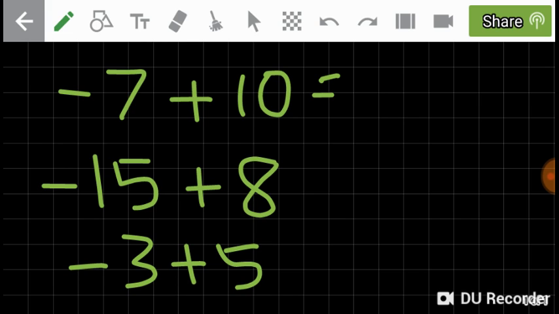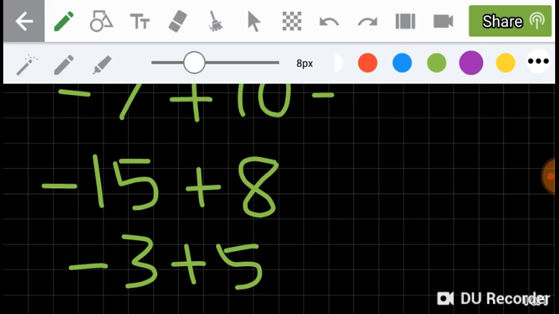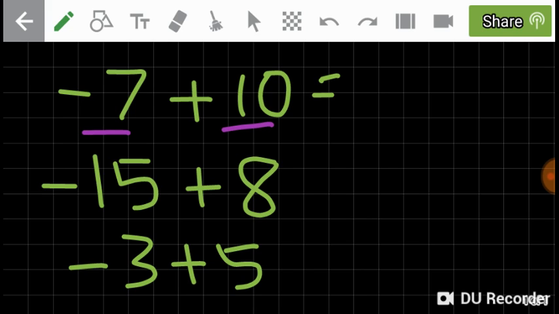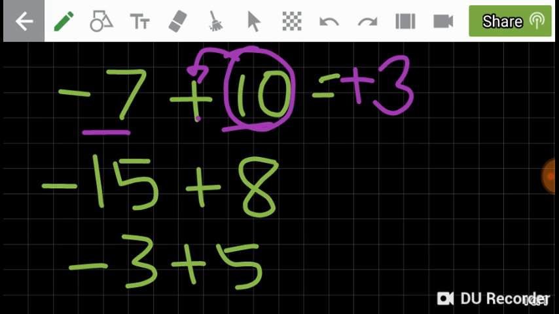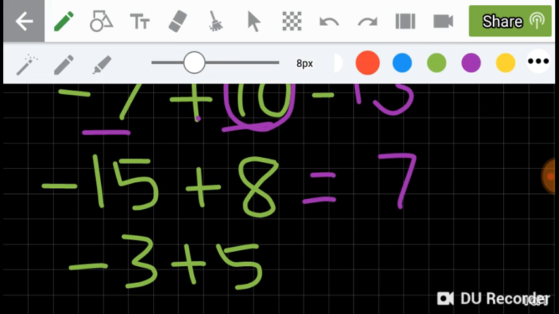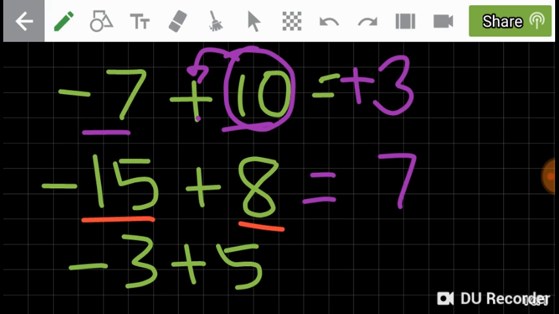In the first example we see 10 is actually greater than 7, and we know there is one positive and one negative, so we will do subtraction, which gives 3, the difference between 7 and 10. Which one is greater in value? Of course 10. What sign does 10 have? A positive sign, so the answer will be positive 3. Similarly, negative 15 plus 8, the difference between them is 7. Which is the greater number here, 8 or negative 15? Of course negative 15. What sign does it have? Negative. So the answer will be negative 7.